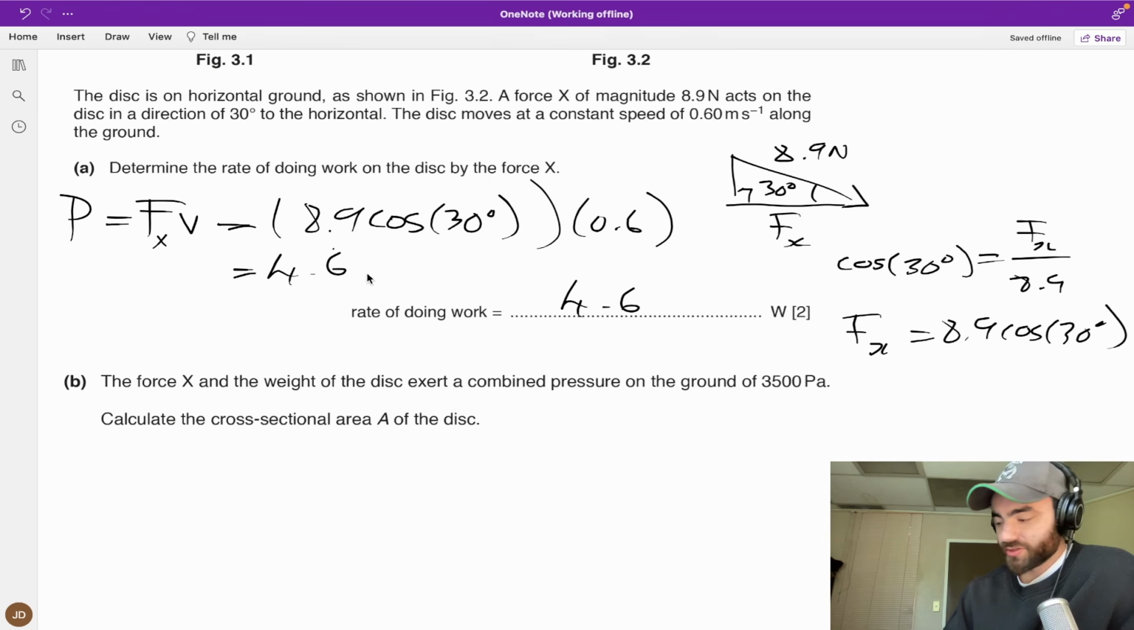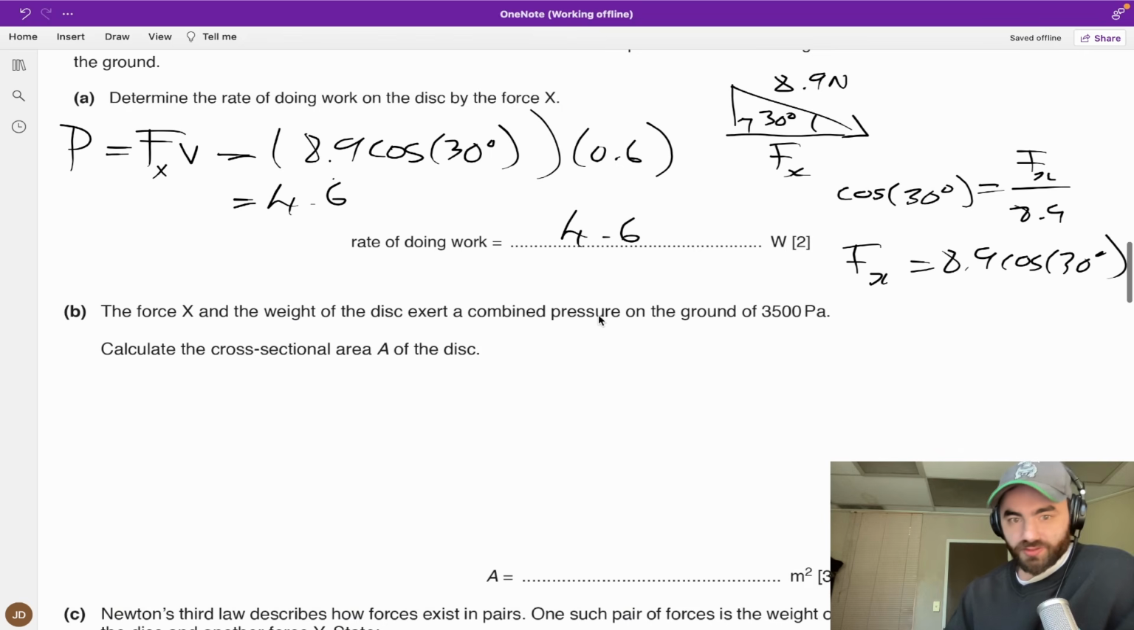So I'm always rounding to two significant figures. Like, this is a beast of a number, but I'm rounding to two significant figures.